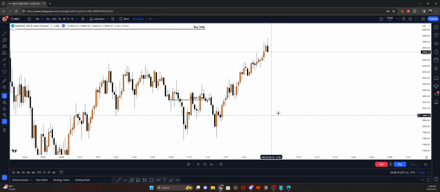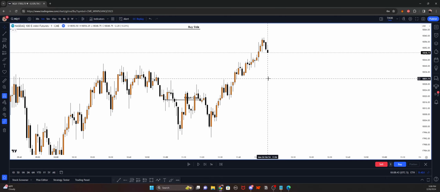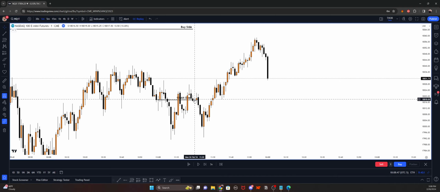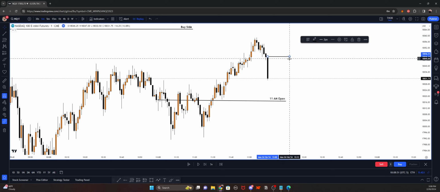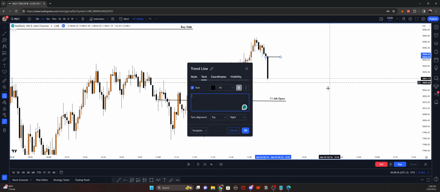Here's 12, right about. There should be a big candle. Okay, there you go. So this is the 11 open. This is where it closes. That candle, my hourly candle close.